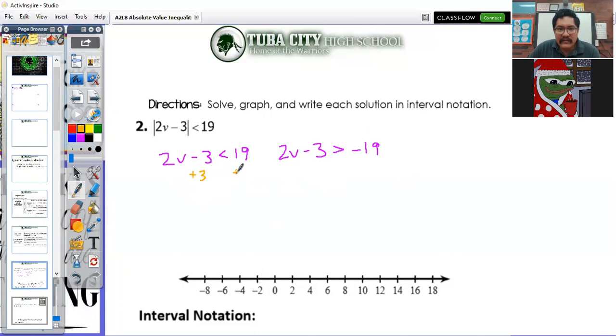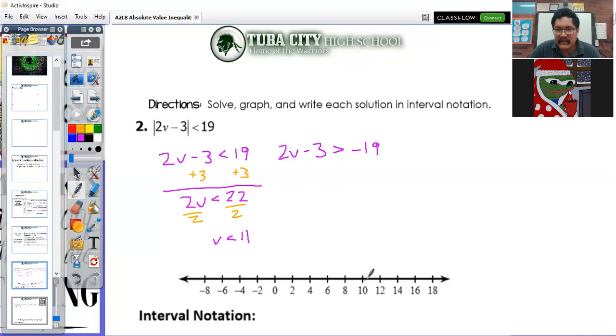Plus 3, so let's go ahead and solve this side first. So add 3 to both sides. 2v, and 19 plus 3 is 22. Now I need a number that I can times by 2 to get 22, or just divide both sides by 2. V is less than 11. All right, so we got the first part. So V is less than 11.